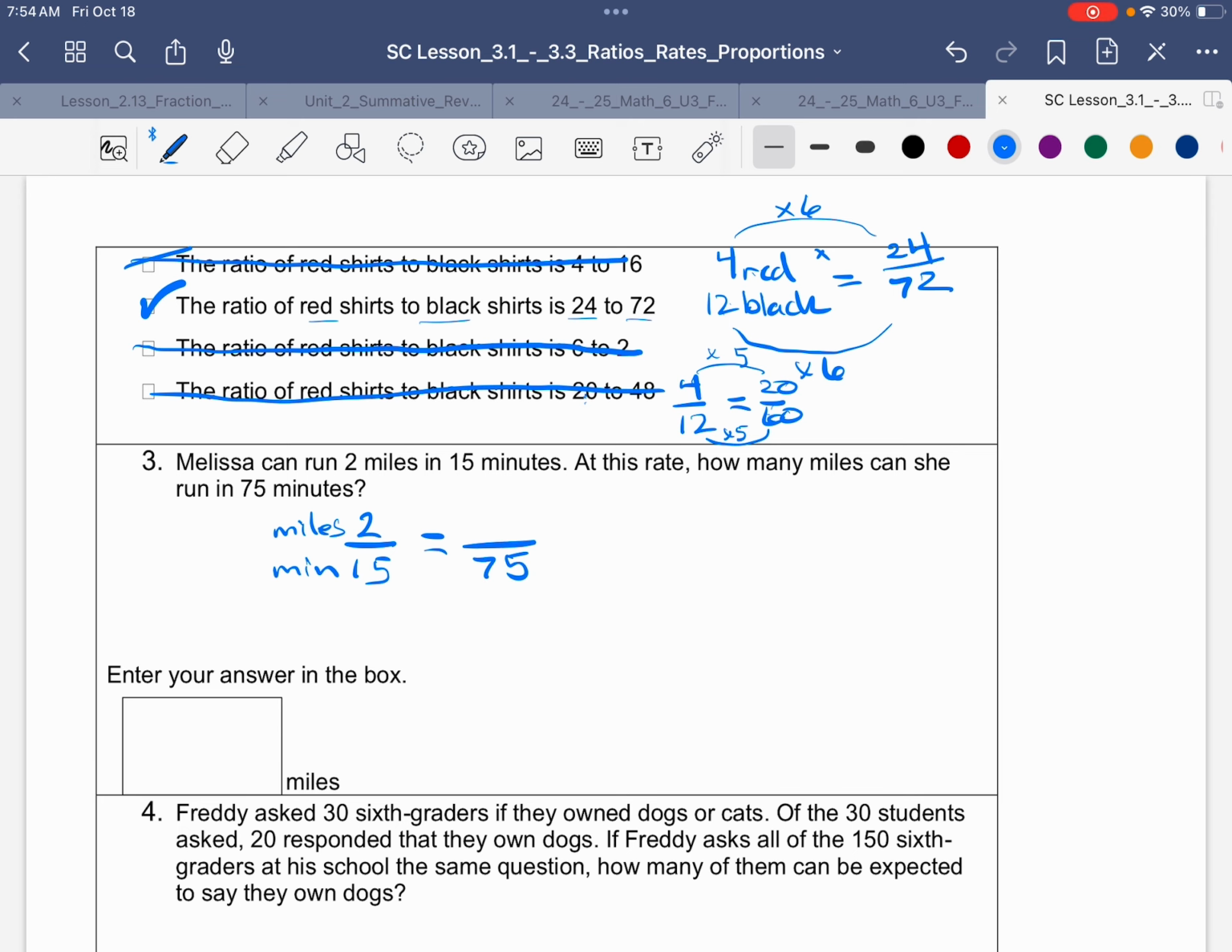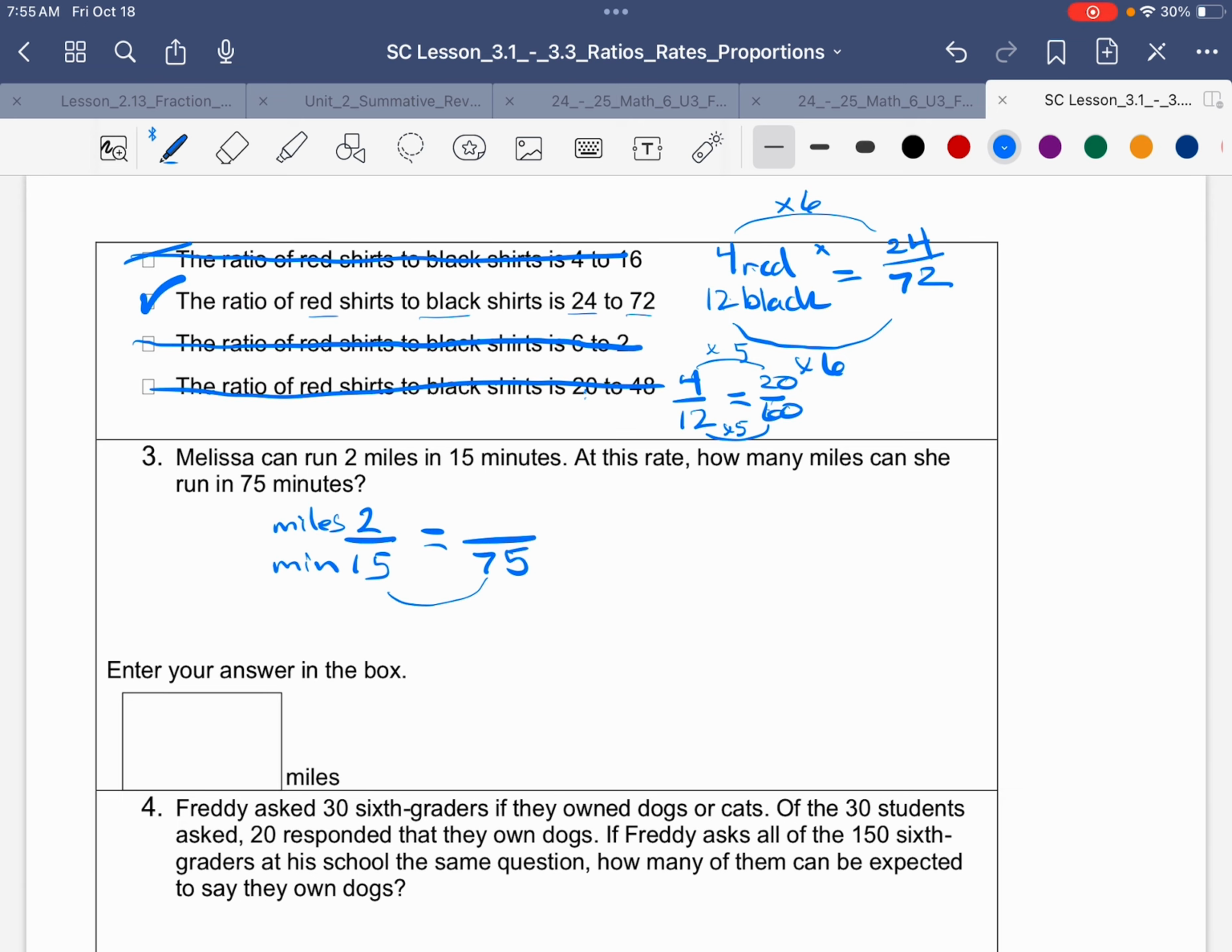Here we go. So now we're trying to figure out what is our scale factor to get from 15 to 75. Okay, if we know our 15 times tables, we know that if we multiply 15 times 5, that gives you 75. So this would be times 5. Whatever you do on the bottom, you got to do the same scale factor. So you end up with 10 miles for 75 minutes. So answer would be 10.